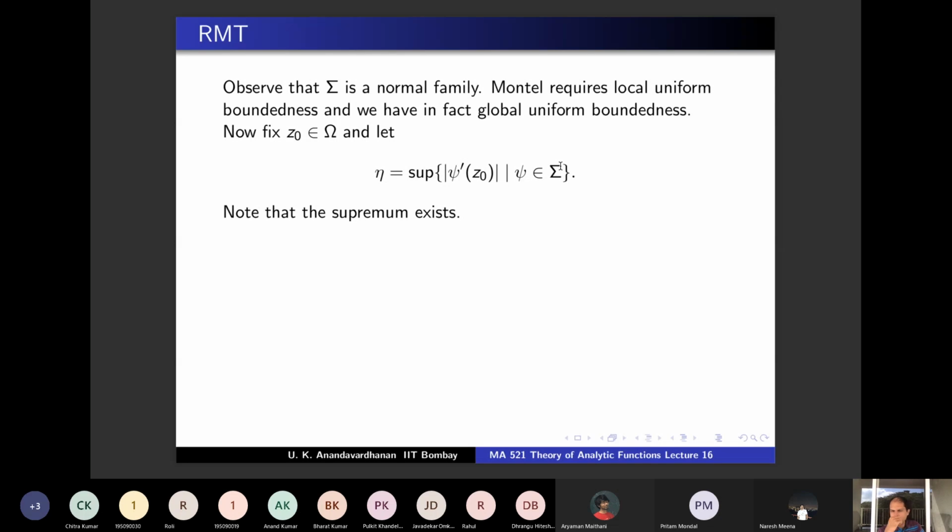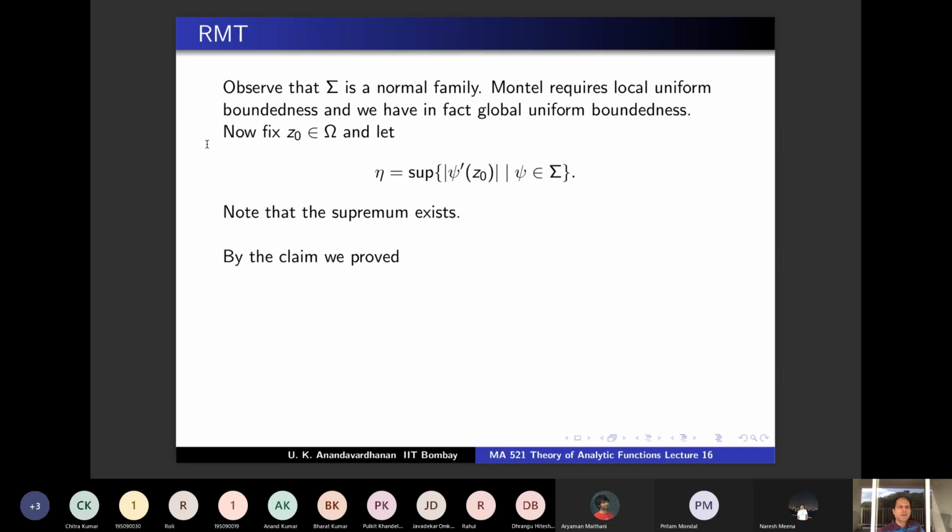Even there, only the bar is compact. So take psi in sigma bar, then the supremum certainly exists, right? Psi in sigma bar is compact. Consider the continuous map psi going to modulus of psi prime z0. So the supremum should be attained. But maybe there's an easier argument. So anyway, think about it. So the supremum exists, this we need.